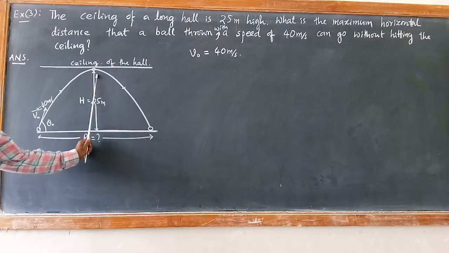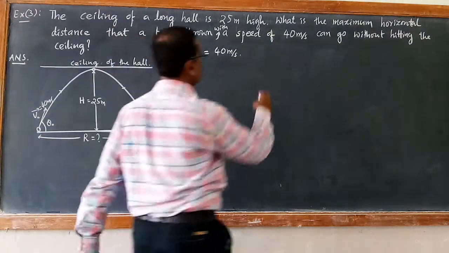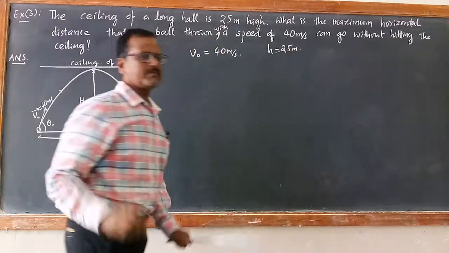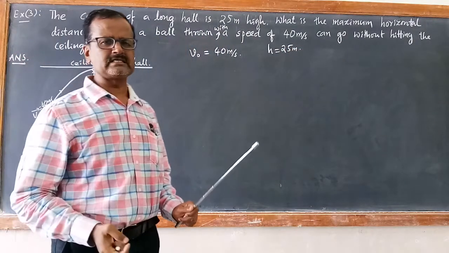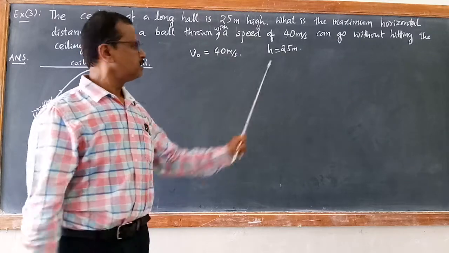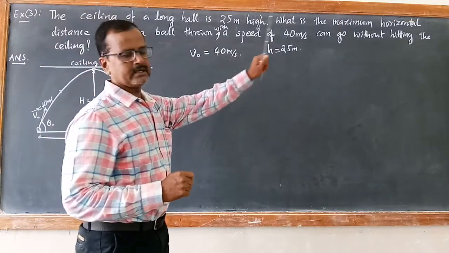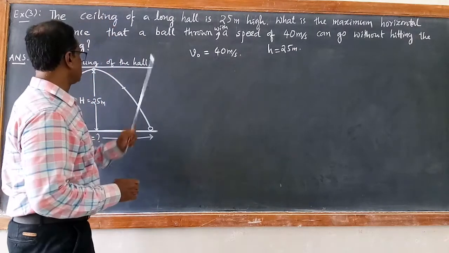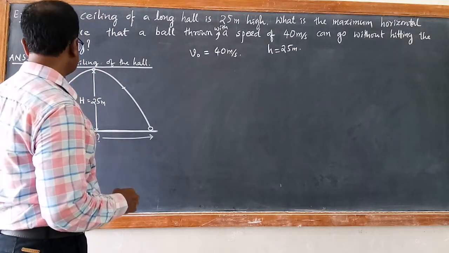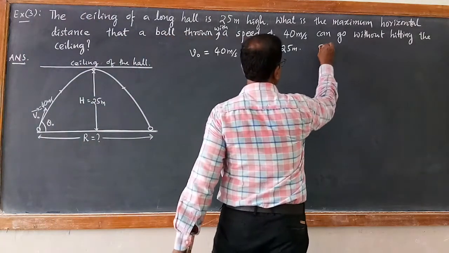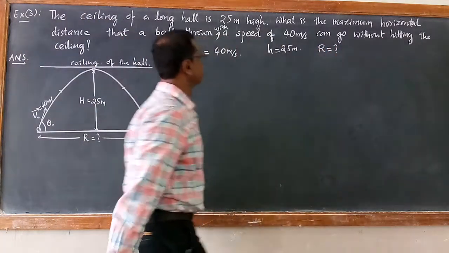Maximum height that it can cover should be 25 meter. It should not be exactly 25 meter, just a little less than 25 meter, so that we can calculate exactly. Almost we can take 25 meter. H is equal to 25 meter. Angle theta is not given. What is the maximum horizontal range it can go?